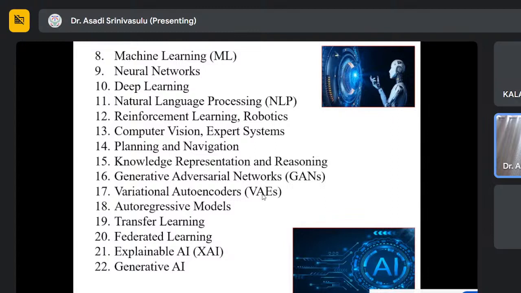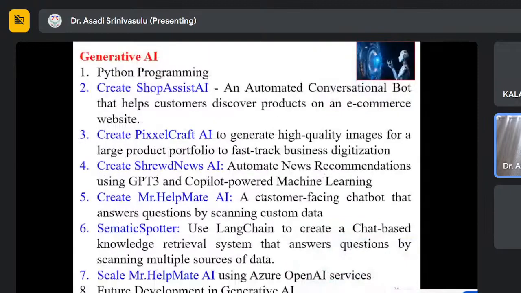Then variational autoencoders, transfer learning, federated learning, explainable AI, generative AI. Recently I have started corporate training on generative AI. Here I am going to explain various new concepts like explainable AI, federated learning, transfer learning, and machine learning, deep learning by default, generative adversarial networks, variational autoencoders, and autoregressive models we are using.